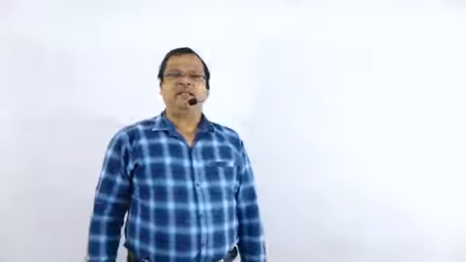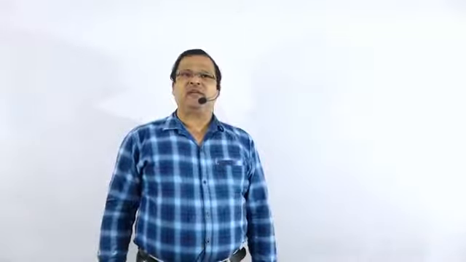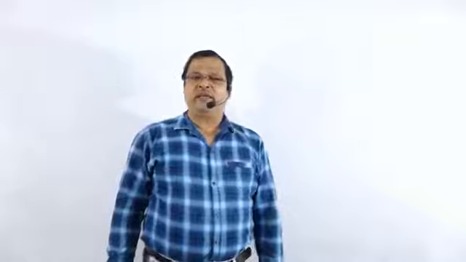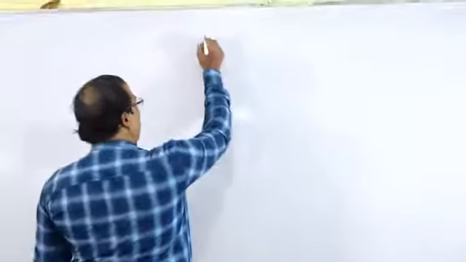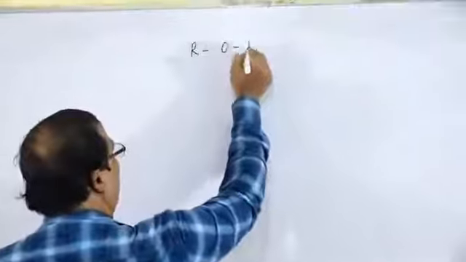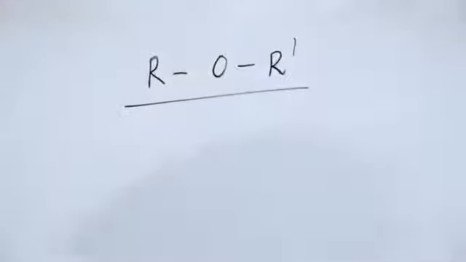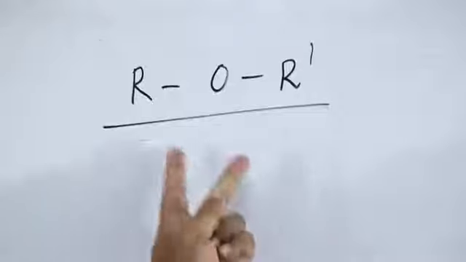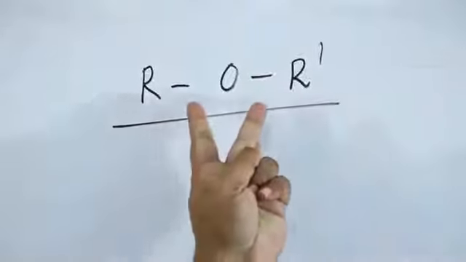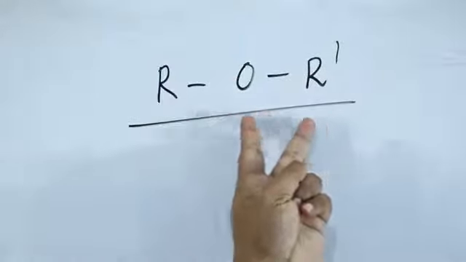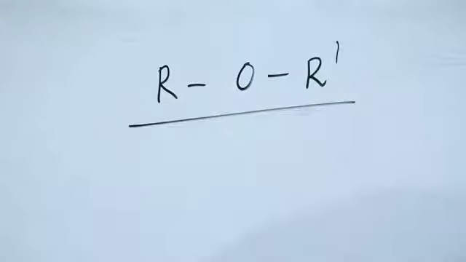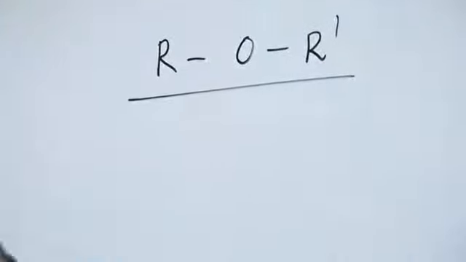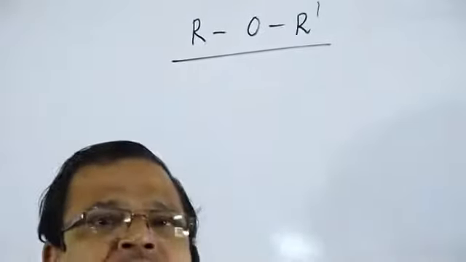Dear students, up to last class we have discussed the methods of preparation of ether. So today we will start the different chemical properties of ether. Ethers have the general formula ROR', named as alkoxy alkane. The less carbon containing alkyl group is named alkoxy, and the more carbon containing alkyl group is named alkane.